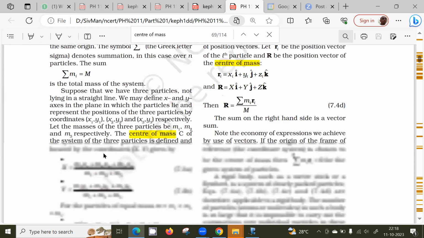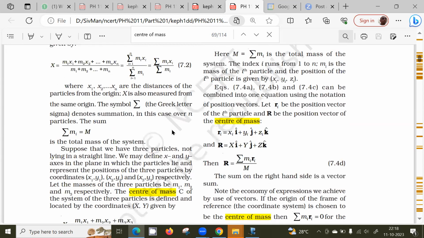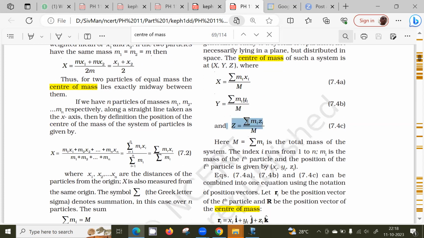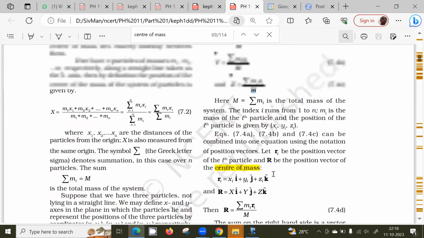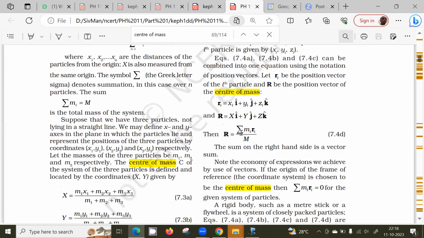The z coordinate we have not given, so this is in 2D. Okay, so I can have the x center of mass as this one, and the y center of mass as this one. Similarly, the z of center of mass also I can define like this one. Okay, so I can combine these three and write in vector form as this one. Center of mass is the summation of mi ri divided by the total mass.